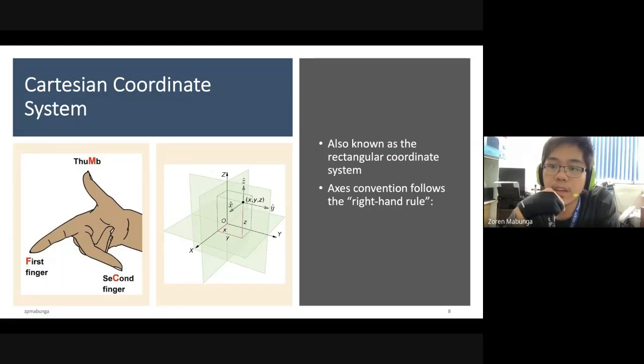If you notice here, we have two figures. This thumb represents the z-axis. This first finger is the x-axis, and the second finger is the y-axis. So x, y, z. In the Cartesian coordinate system, we have three axes, x, y, z, which are all perpendicular to each other. That means 90 degrees, 90 degrees, and 90 degrees as well for the one below. Okay?